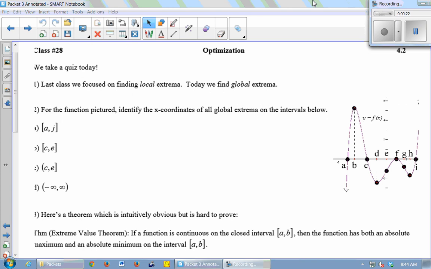Okay, so for this function pictured, should look familiar. This is from the activity that you did last class. I want to find the x-coordinate of all global extrema on these various intervals. Okay. So from A to J. So on the interval from here, A to J here, what is the highest point? Where does it occur?